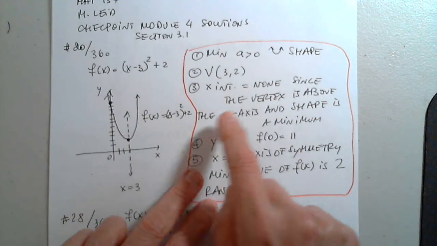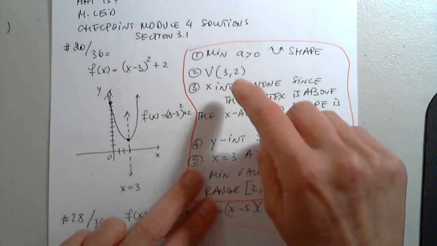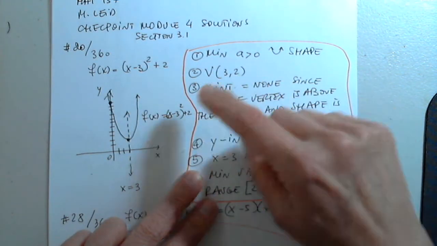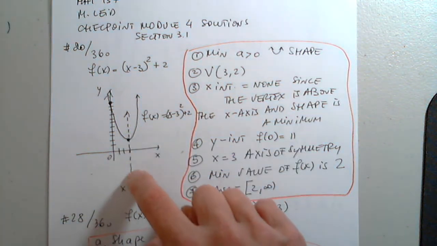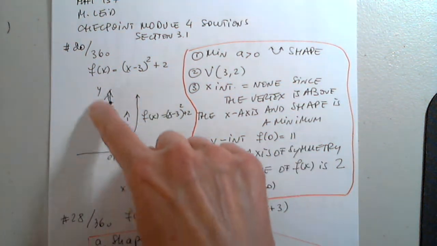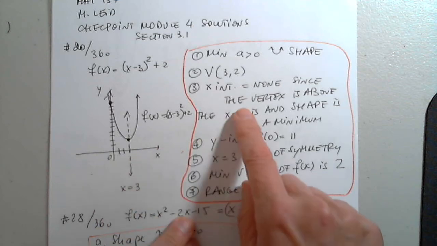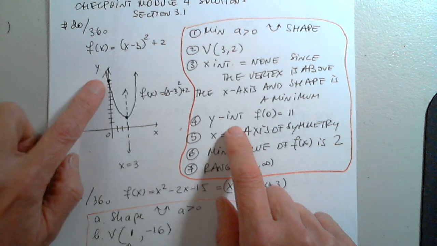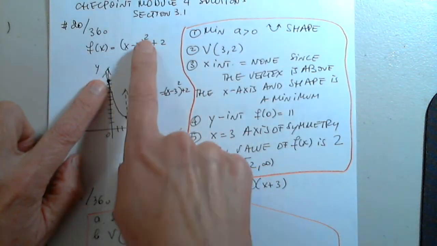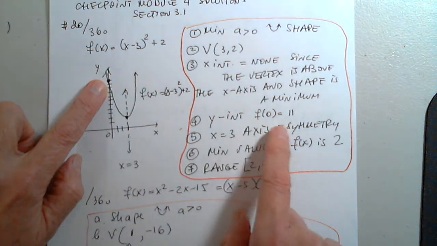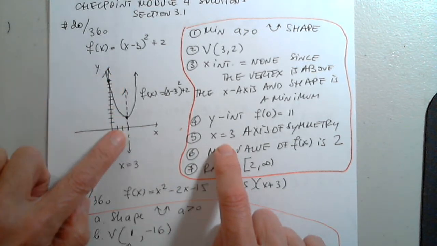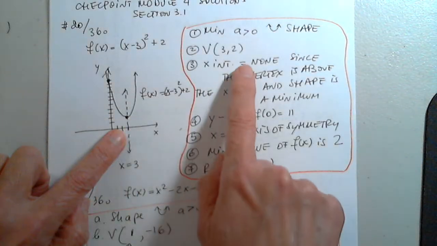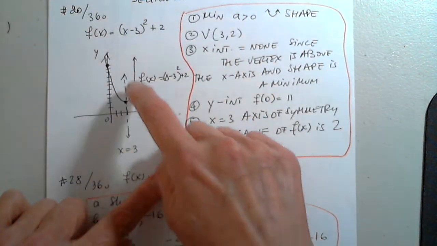So the x-intercepts are none, of course, because the vertex is a minimum and the minimum value is positive. If the minimum value were negative, then the x-intercepts would have existed, but they don't at this point. For the y-intercept, when I plug in 0, 0 minus 3 squared is 9, plus 2 is 11. And x equals 3 is the axis of symmetry. And the minimum value is 2, as mentioned here. And the range is 2 to infinity.